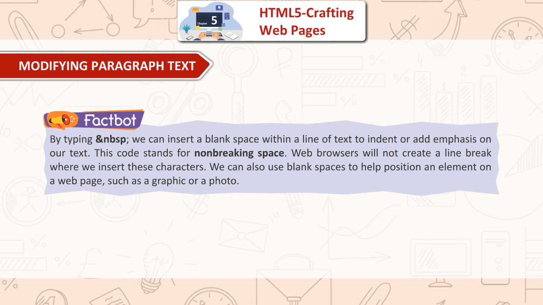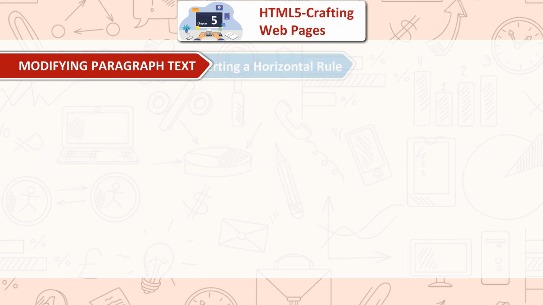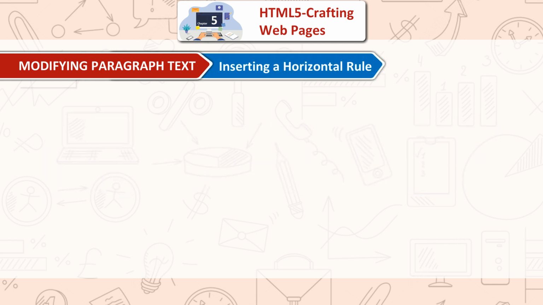FactBot. By typing &nbsp;, we can insert a blank space within a line of text to indent or add emphasis to our text. This code stands for non-breaking space. Web browsers will not create a line break where we insert these characters. We can also use blank spaces to help position an element on a web page, such as a graphic or a photo.